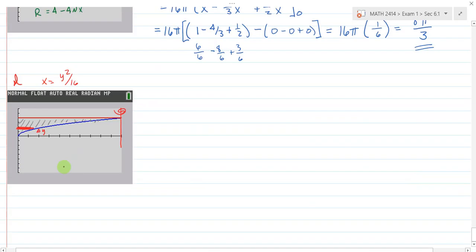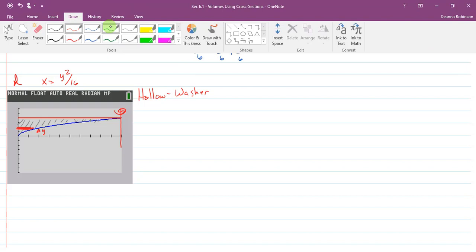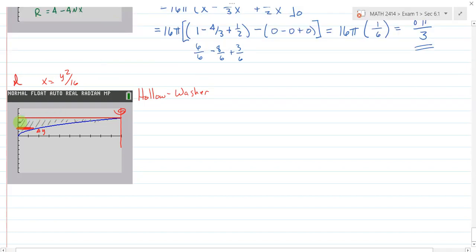So is this going to be a solid shape or a hollow shape? So what method do I use? In order to use the washer method, I need 2 different radii. I need an inner radius and an outer radius. My outer radius is going to be the distance from the outside edge of this shaded region all the way here. So my outer radius is going to be equal to the right-hand function, which is 1, minus the left-hand function that bounds it, which is 0, and that's going to be 1.